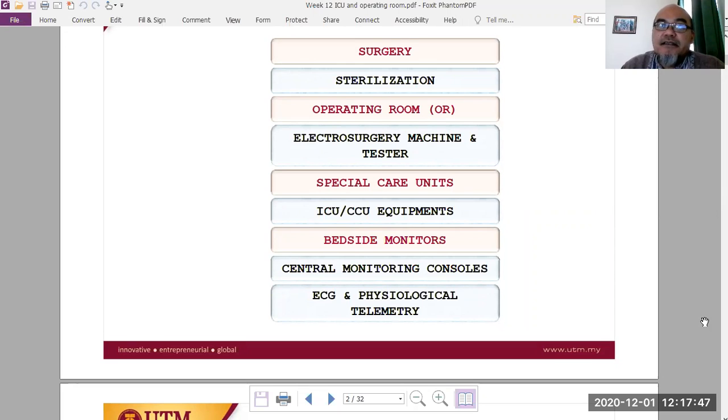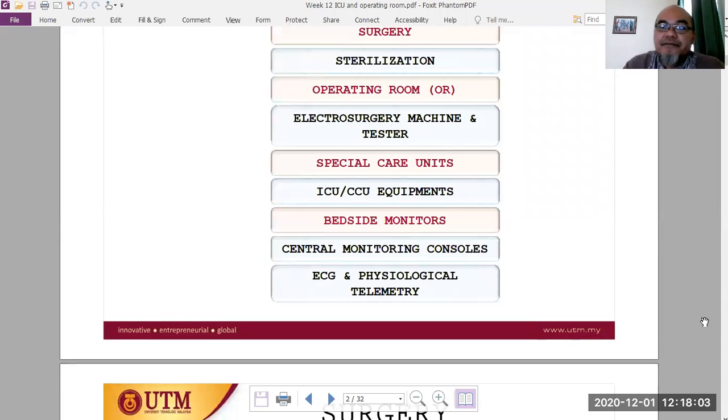So a specific ICU designated for cardiovascular patients. Then bedside monitors, those monitors usually located next to the bed of the patients, then central monitoring consoles, then ECG and physiological telemetry. Some of this equipment or instrumentation we may have studied before as individual equipment, but now we are going to study their implementation in the ICU or in the surgical theater.